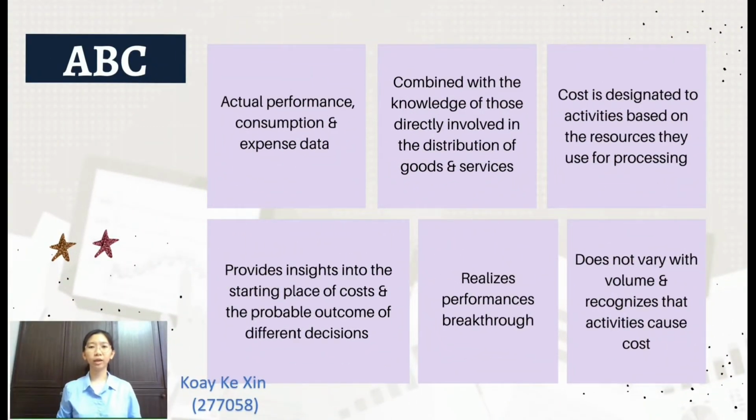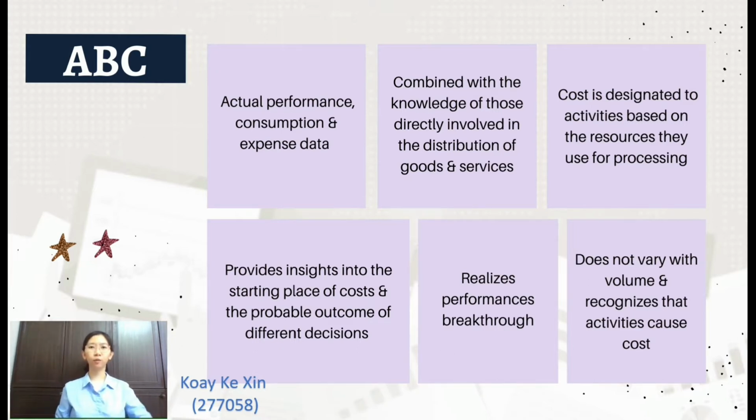We can say that activity-based costing is based on actual performance, consumption, and expense data taken from the organization's activity information system and combined with the knowledge of those directly involved in the distribution of goods and services. Here, the cost is assigned to the activity based on the resources it uses for processing. It also provides insight into the starting place of cost and the probable outcomes of different decisions by process managers.